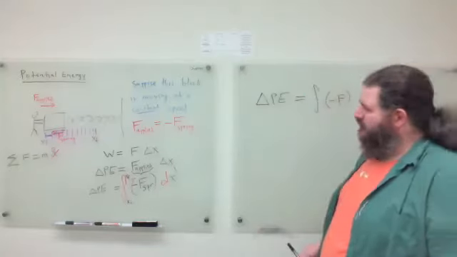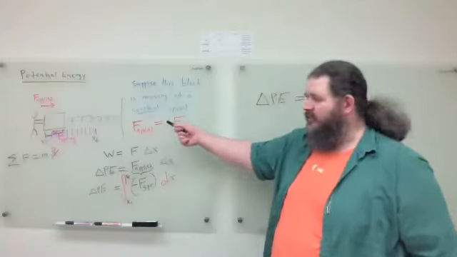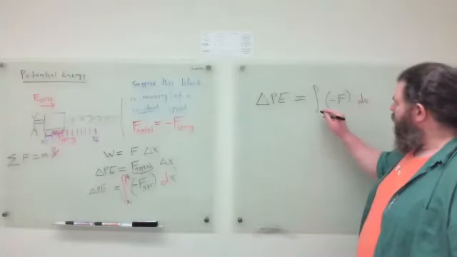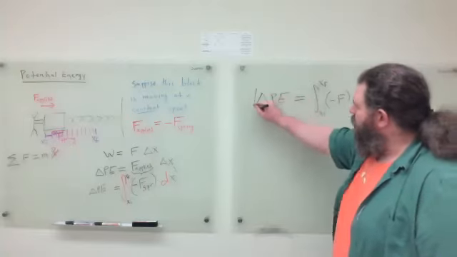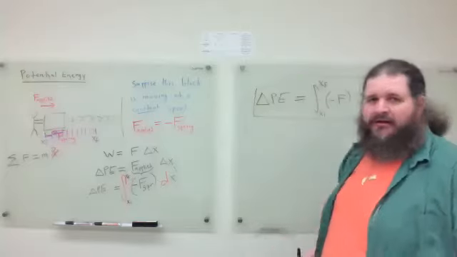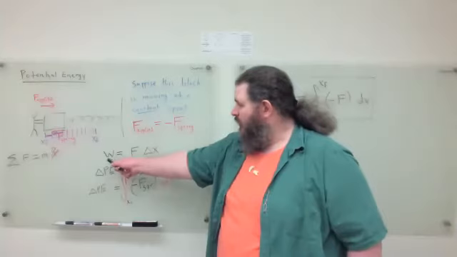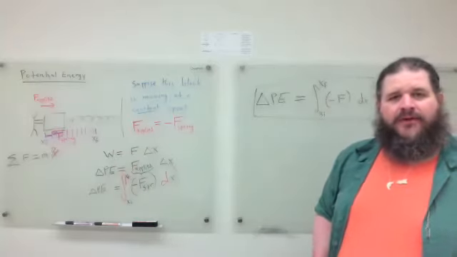And that opposite is ultimately from the fact that the force you have to apply to make this happen is the opposite of the natural force, dx, from some initial location to some final location. So this is the definition of potential energy. Potential energy is defined based on integrating a force with respect to position, going back to the idea of work being force times distance. Any questions on that so far?